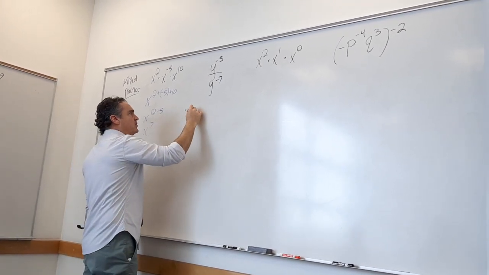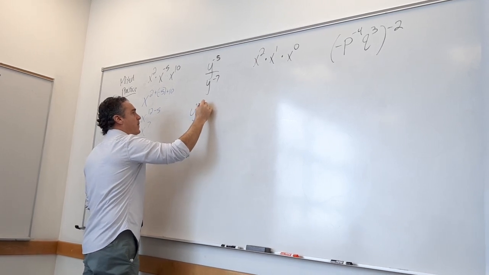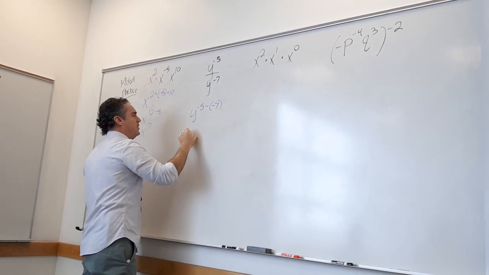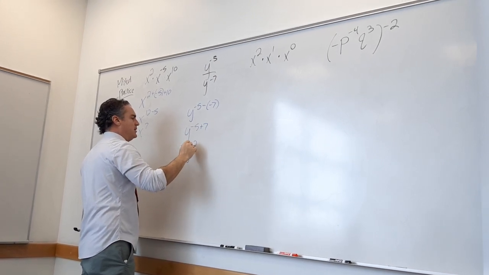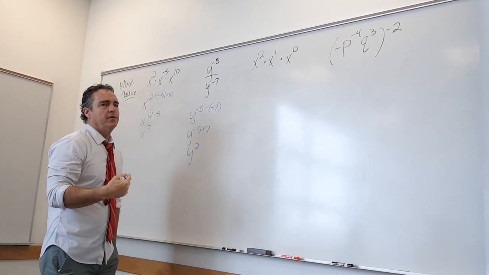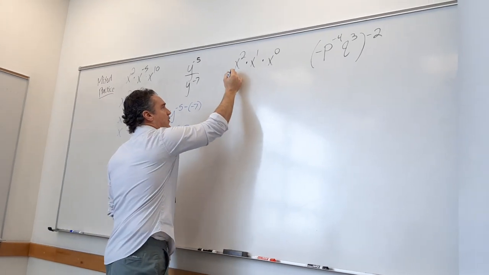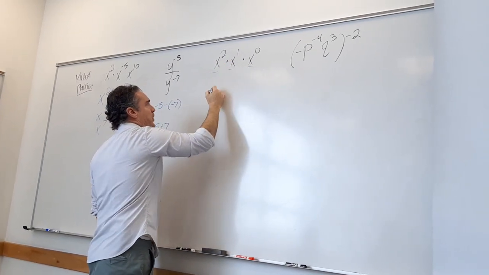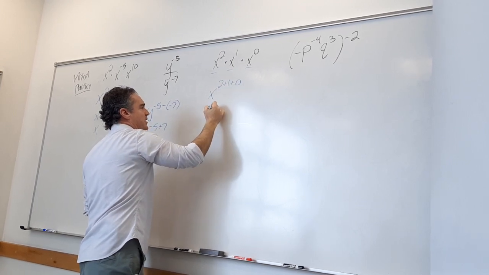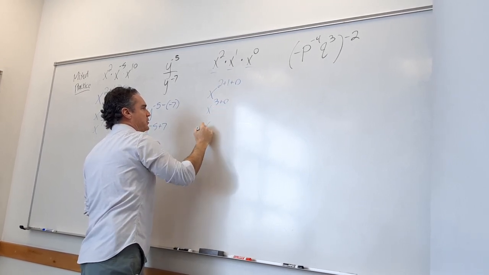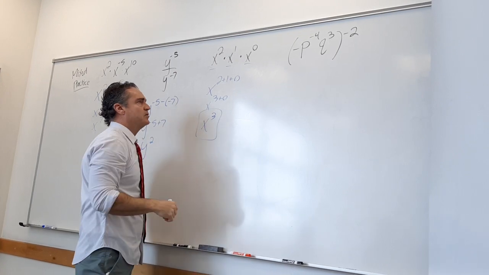Quotient rule, this is y to the negative 5 minus negative 7. This becomes y to the negative 5 plus 7. This becomes y to the 2nd, and we're done. This one as well. This is all the same base, x's. They're being multiplied, so we get to add their exponents. 2 plus 1 plus 0. This makes x to the 3 plus 0, which is just x to the 3rd, and that's your final answer.